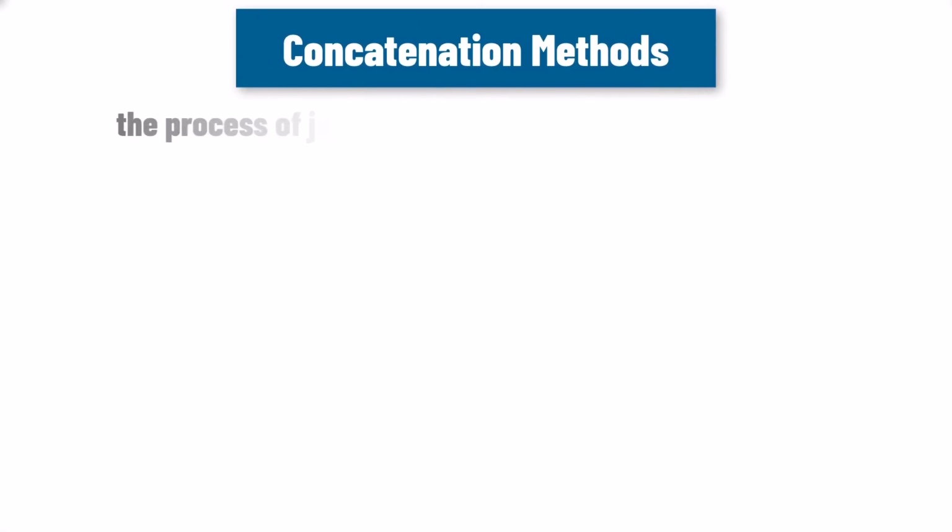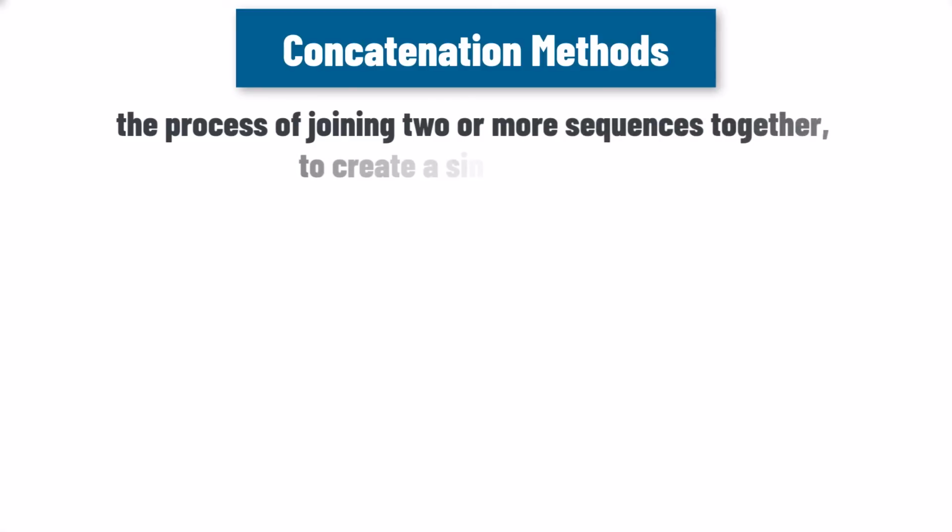Concatenation is the process of joining 2 or more sequences together to create a single sequence. This can be useful when you need to merge or append data from multiple sources. So, the result will be a new sequence that contains the data from the different sequences.